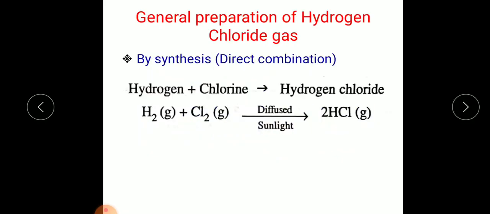General methods of preparation of hydrogen chloride gas. The first method is by synthesis, or we call it direct combination. Hydrogen combines with chlorine in the presence of diffuse sunlight to give hydrogen chloride. So the equation is H2 plus Cl2, in presence of diffuse sunlight, giving 2HCl. This is the balanced equation. This is how we can prepare hydrogen chloride by synthesis or direct combination.